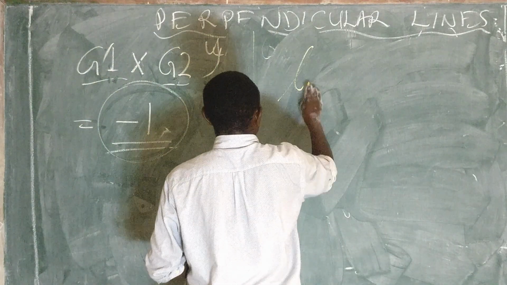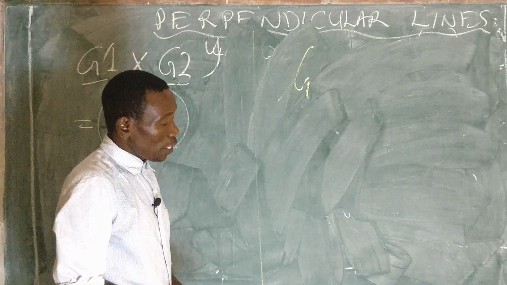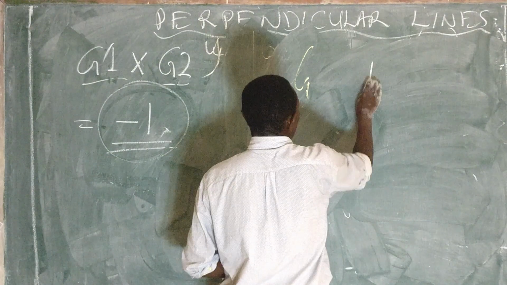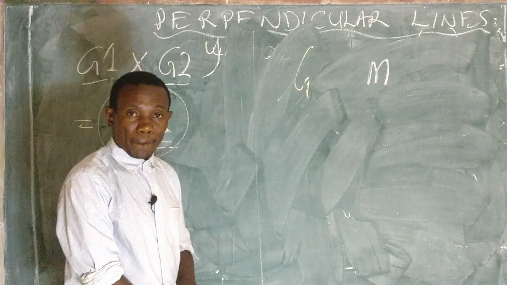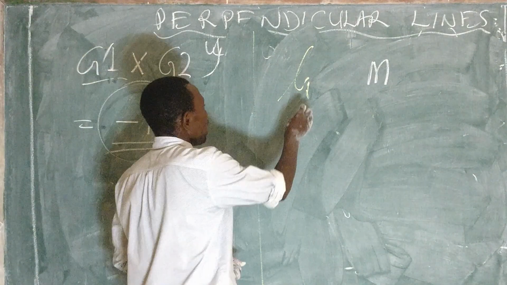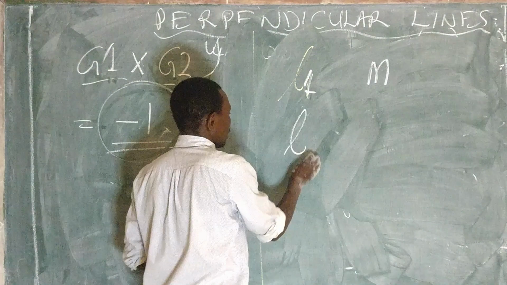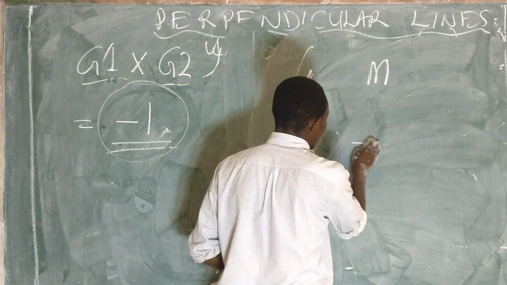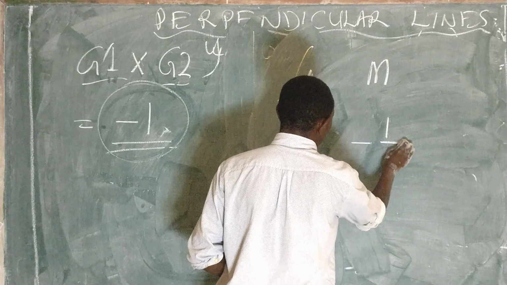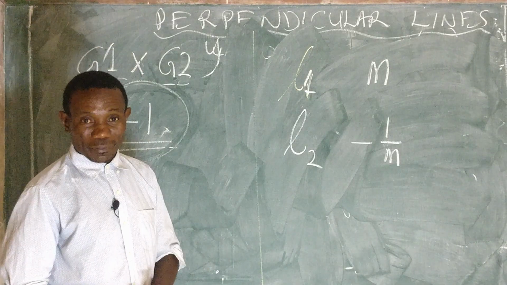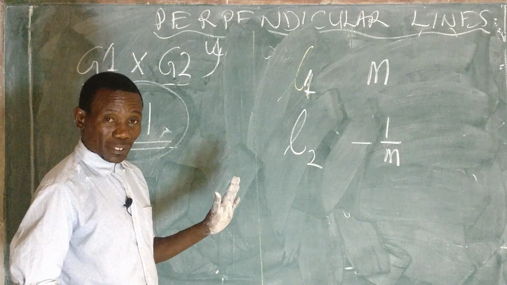Line 1, if line 1 has a gradient as m, then you should expect that if we're going to work out the gradient of the other line, that is line 2, the gradient of which should always be -1 over m. More like the other one will always be a fraction. That's how it will be.